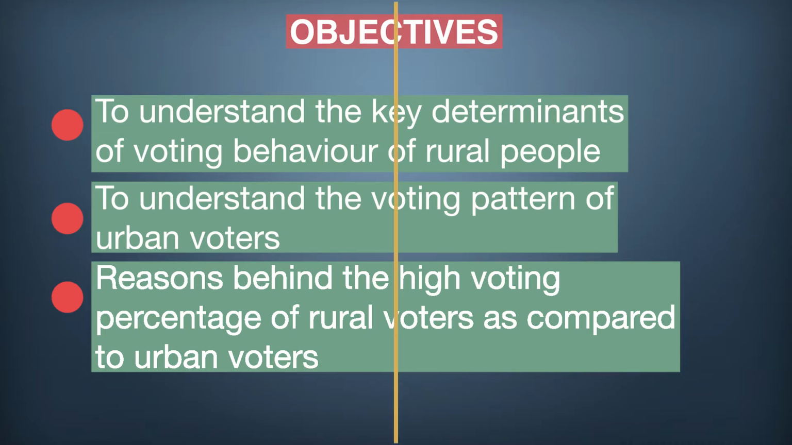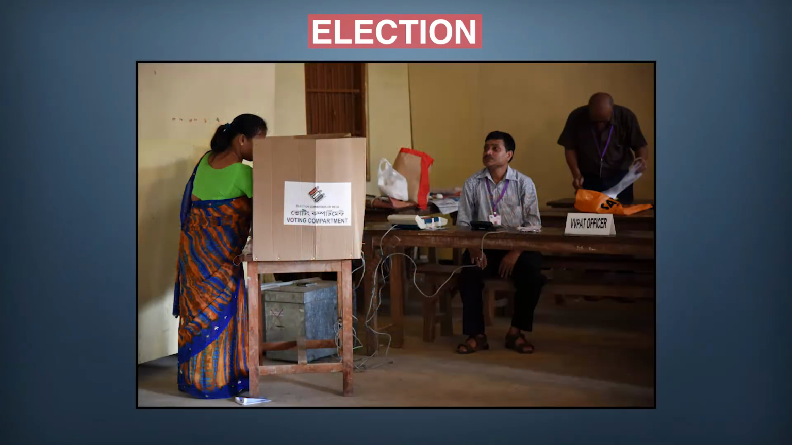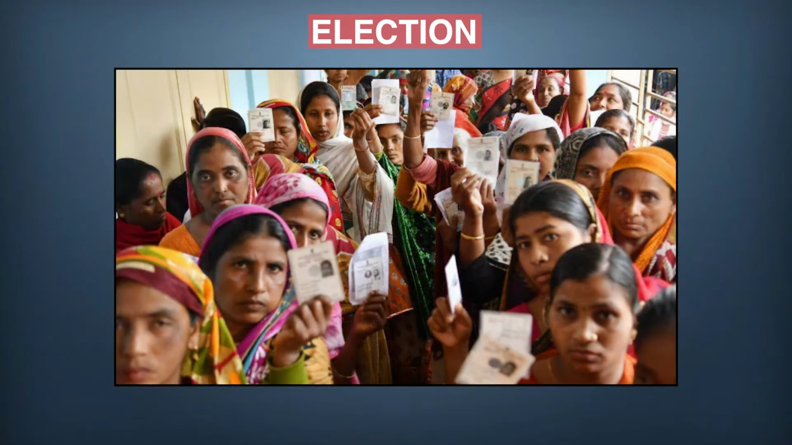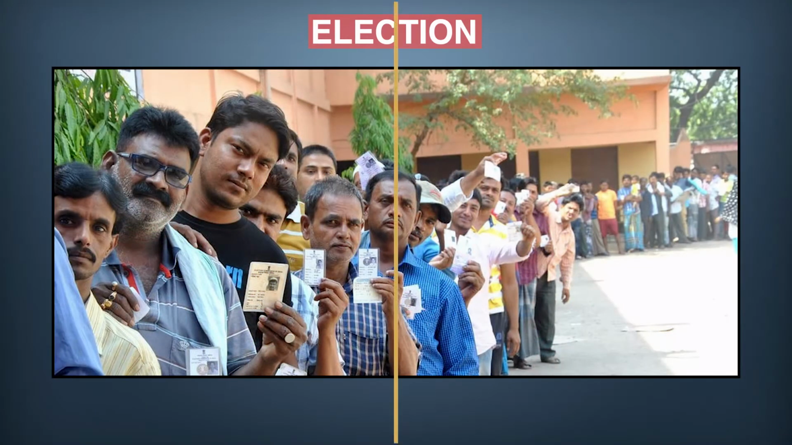compared to urban voters. Now, to understand how rural and urban India vote, it is also imperative to understand the importance of voting in a representative democracy. Elections are considered to be the cornerstone of representative democracy. It is through elections that government is voted in or voted out. Voting is a means of expressing the approval or disapproval of the voters about the policies and programs of the various political parties and the qualities of the candidates.